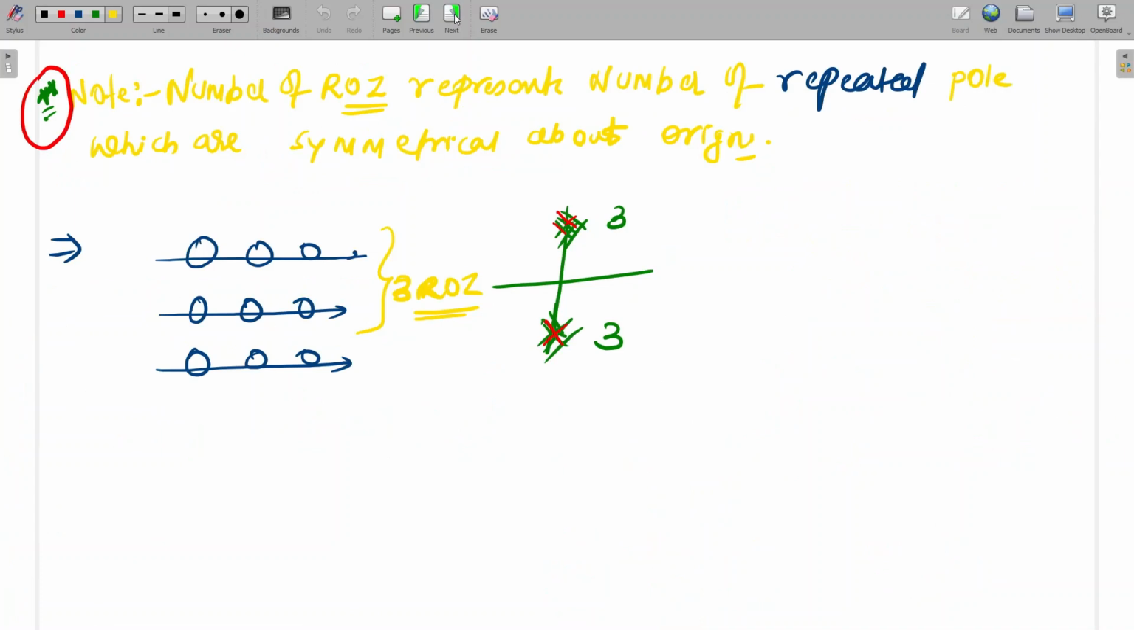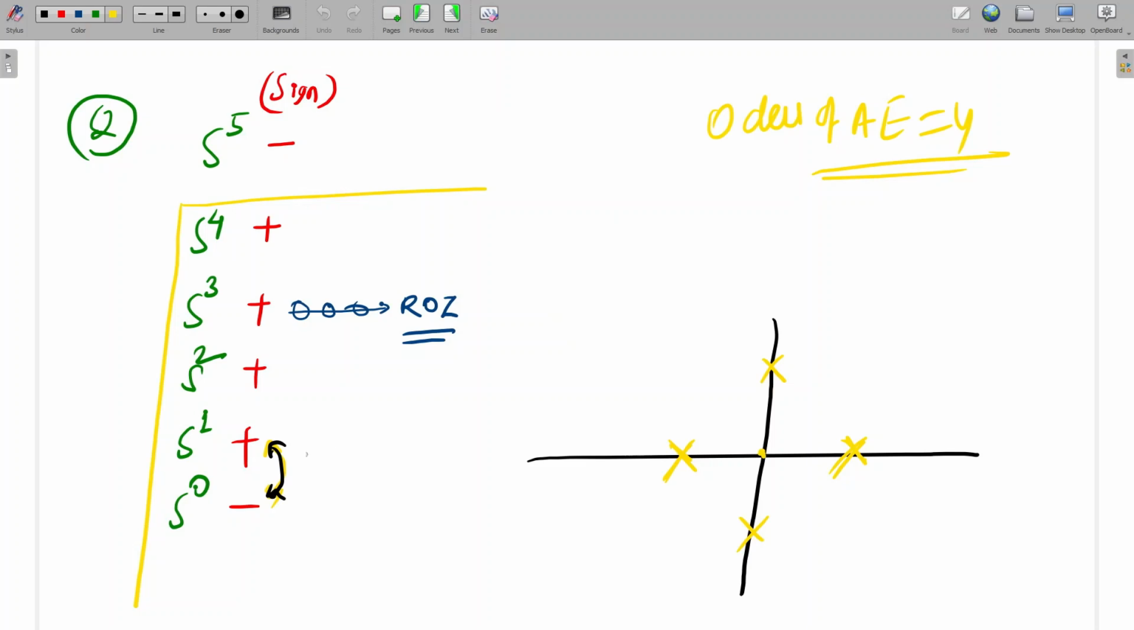But if you see here, initially one sign change is there below the auxiliary equation. So out of these four poles, one pole will come in the right hand side. The corresponding mirror image will come here, so two poles are symmetric. Again, the remaining two poles will come on the j omega axis. So four poles completed.